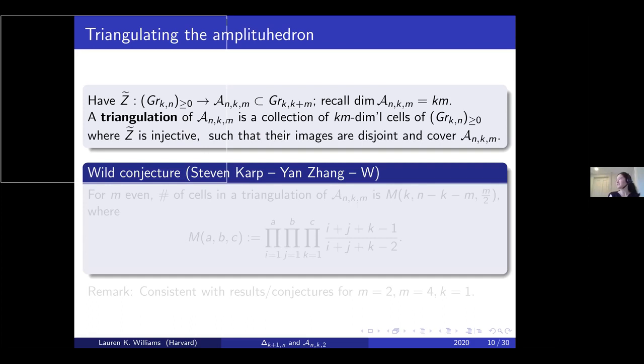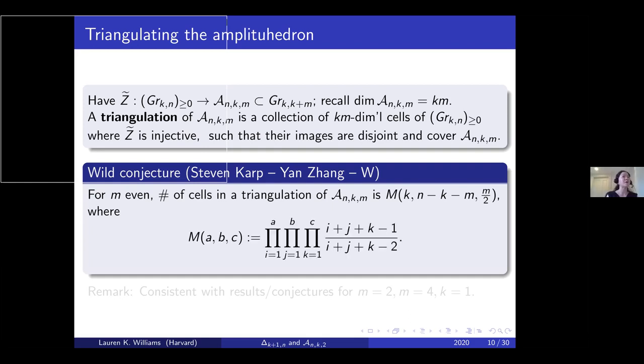And now, just because it's so fun, I can't resist, I want to mention this conjecture of Steven Karp, Yan Zhang, and myself, which I think I mentioned at KITP three years ago, and anyway, it's still wide open. So what does the conjecture say? It says that if m is even, then the number of cells in a triangulation of the amplituhedron is this number, M(k, n-k-m, m/2), where, what's this number, capital M? Well, it's given by this beautiful product formula. And I'll just say a tiny bit about that.